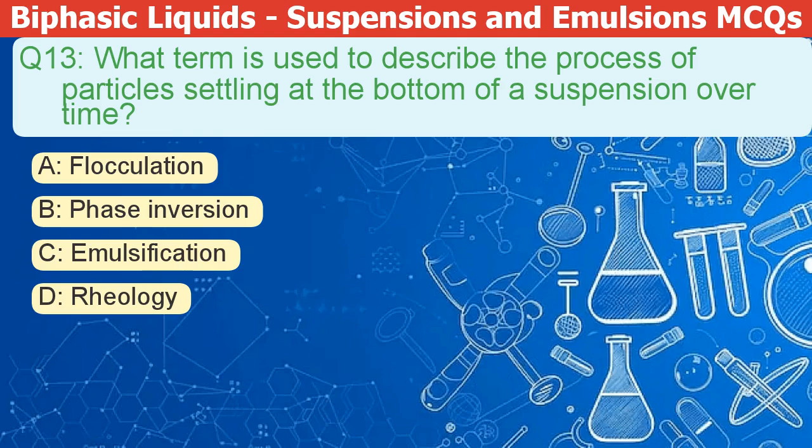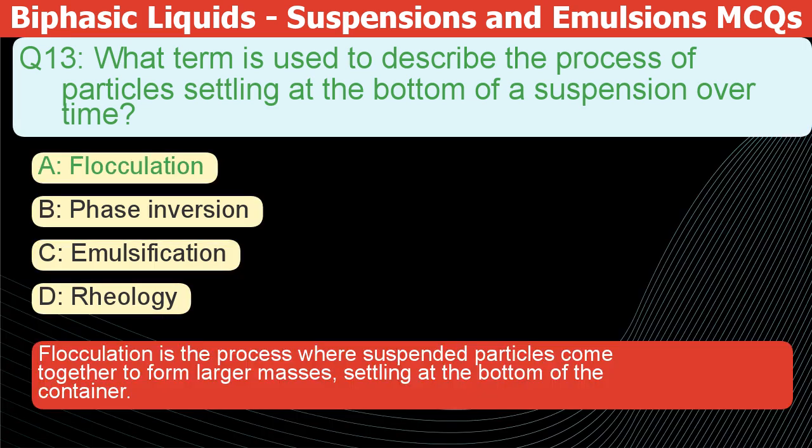What term is used to describe the process of particles settling at the bottom of a suspension over time? A. Flocculation. B. Phase inversion. C. Emulsification. D. Rheology. The correct answer is A. Flocculation is the process where suspended particles come together to form larger masses, settling at the bottom of the container.